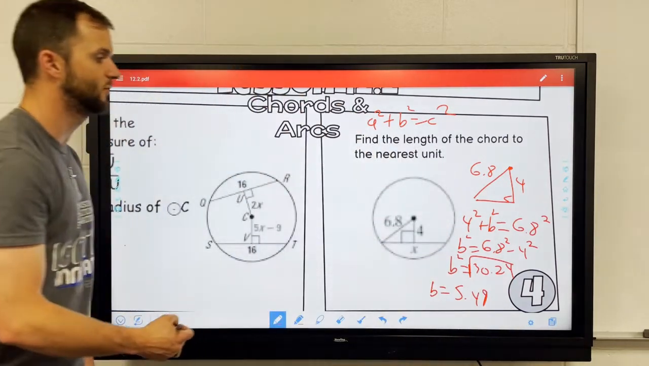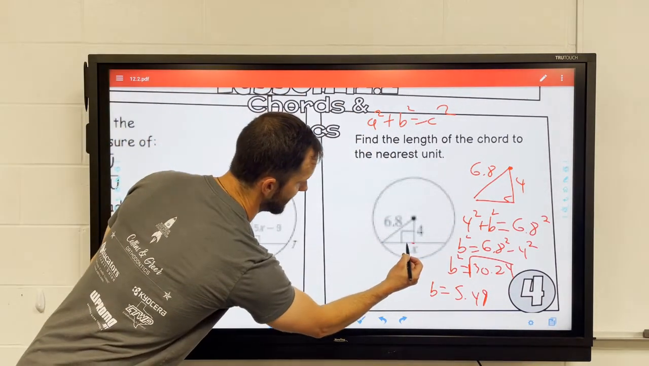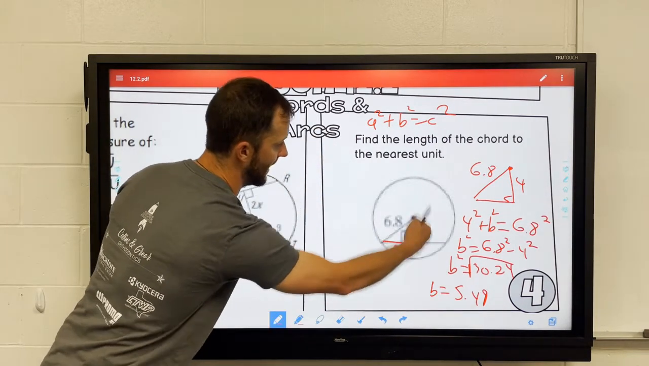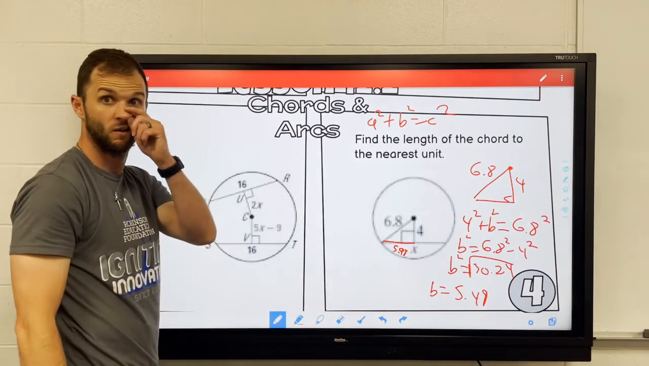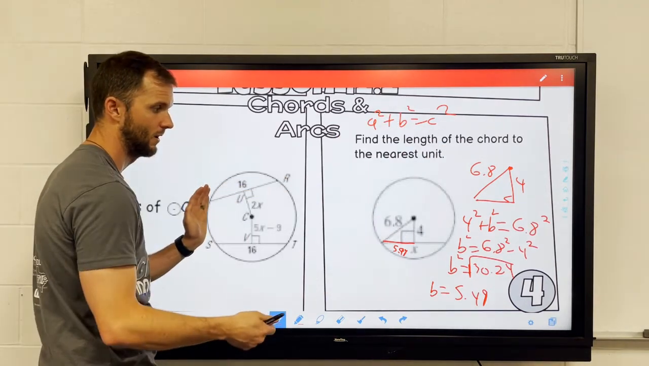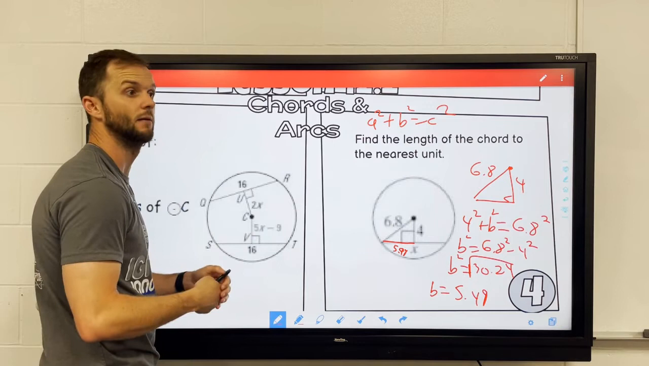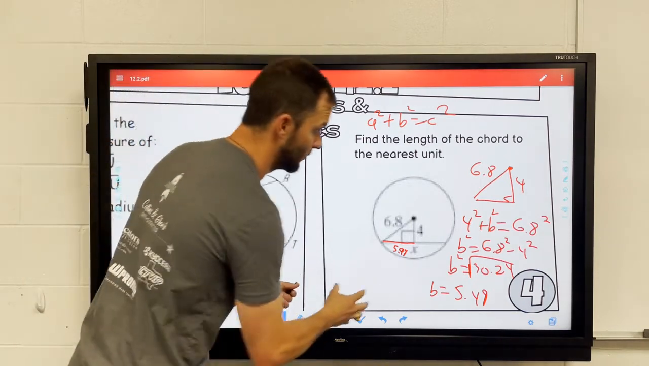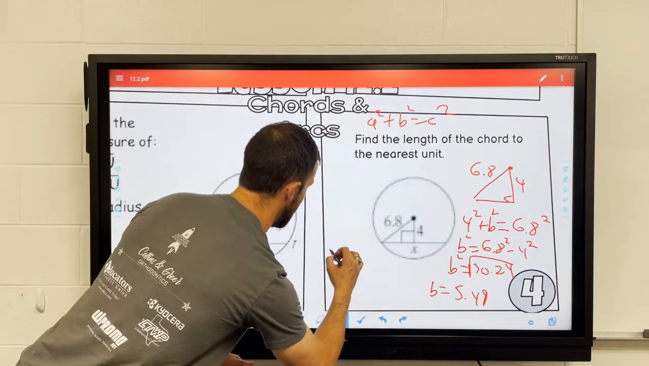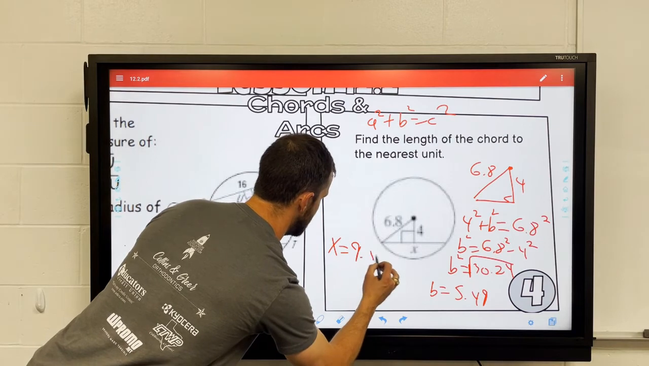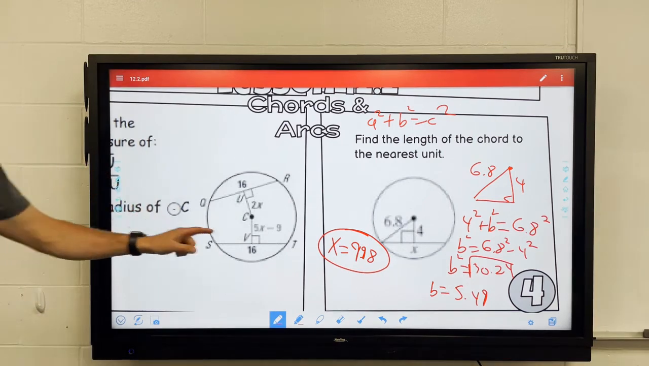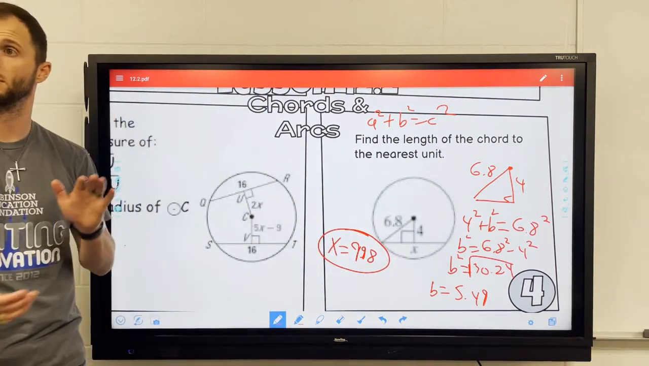Okay, so now the thing you'll have to look at here, I found this piece of my triangle, which was 5.49. But what do I know about the diameter of that circle and what does it do to the chord? Cuts it in half. So what do I have to do to find the whole chord? Double it, right? So 5.49 doubled gives your final answer of 10.98. So x is going to be equal to 10.98. That would end up being your answer there, because I would end up doubling that to find it. Okay? Does everybody understand that?